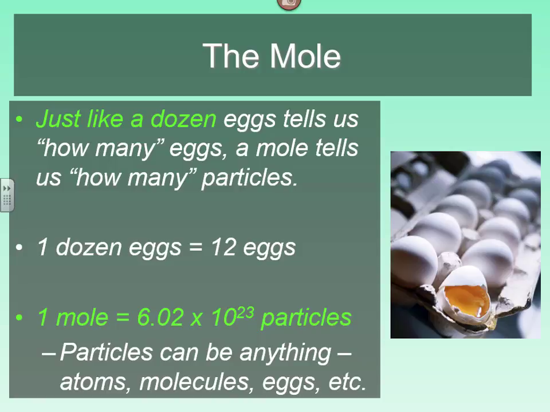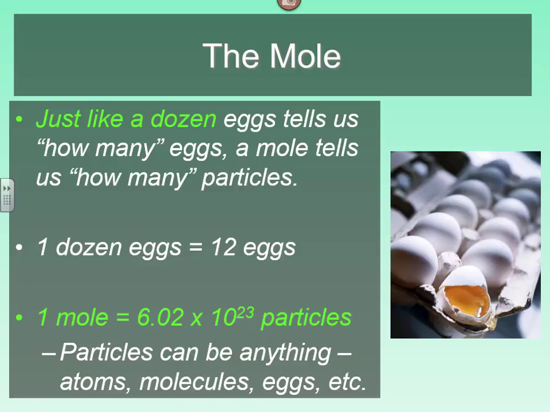1 dozen eggs is 12 eggs. A dozen tells you it's 12. 1 mole is 6.02 times 10 to the 23rd particles, atoms, eggs, things. All that it does is counts things. The mole is just another one of those words that tells you how many. Just like a dozen tells you 12, and a pair tells you 2. The mole tells you you have 6.02 times 10 to the 23rd things. It's a really large number. Why do we need such a large number?